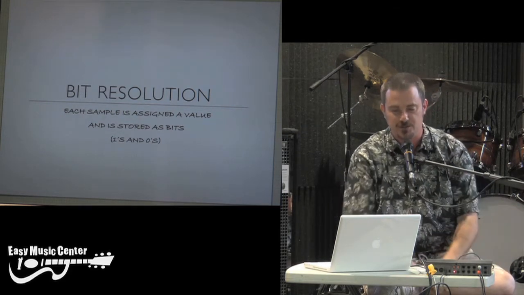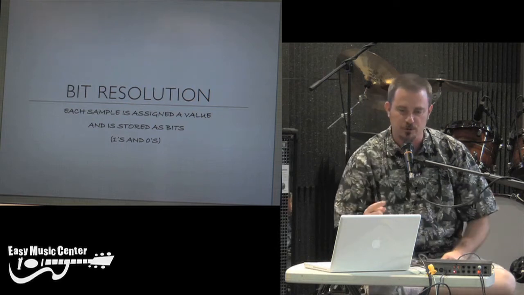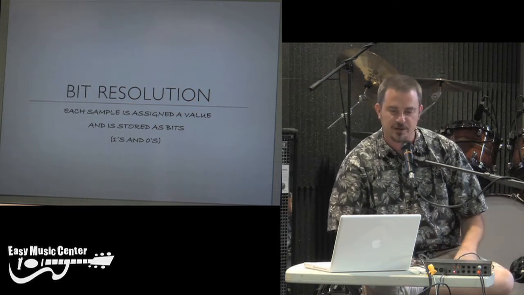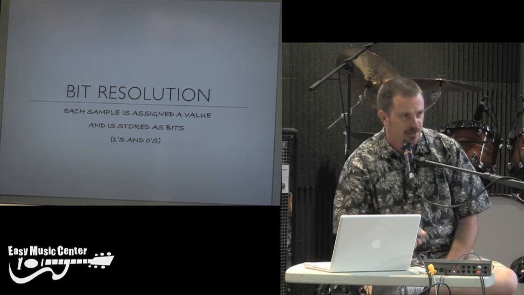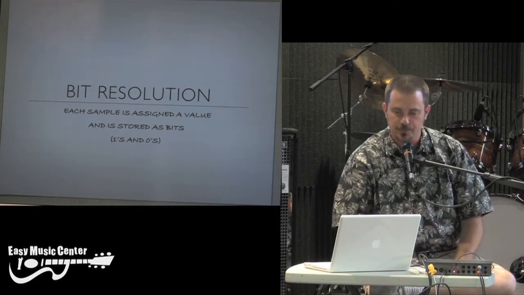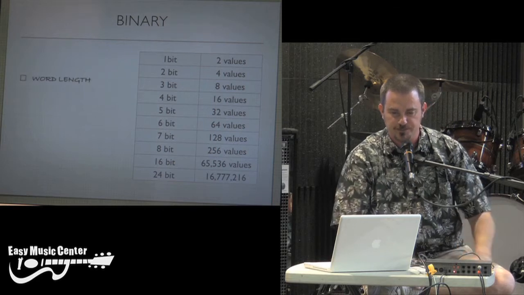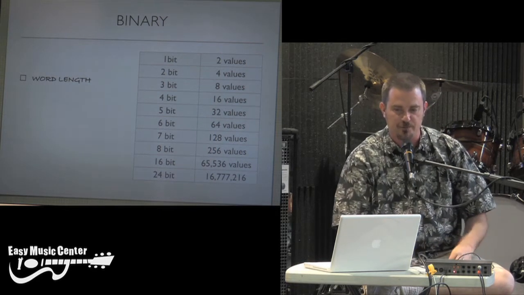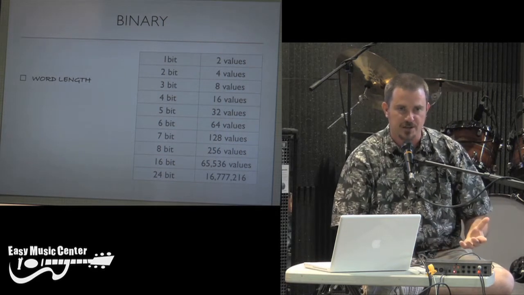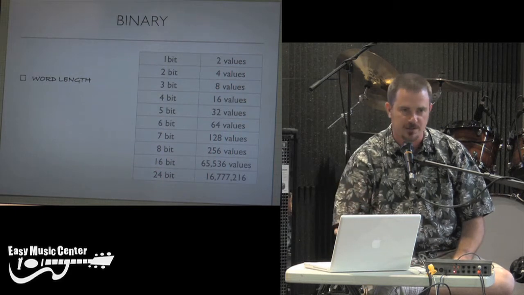All right. So bits. Each sample that we recorded, 44,100 a second or whatever, is stored as bits on your computer. Bits are ones and zeros. Here's our little binary tour real fast. We have what's called word length. So if we have 1 bit, how many values can you have? 2, 0 or 1. Does that make sense?